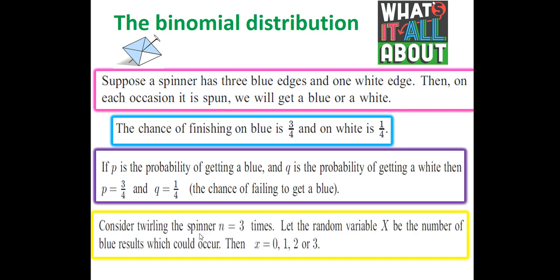Considering spinning the spinner 3 times, so n equals 3, let the random variable X be the number of blue results which would occur. Then X could possibly be 0, 1, 2 or 3, because there's 3 spins, so you can get no blues, 1 blue only, 2 blues, or 3 blues. So let's continue this over the page.